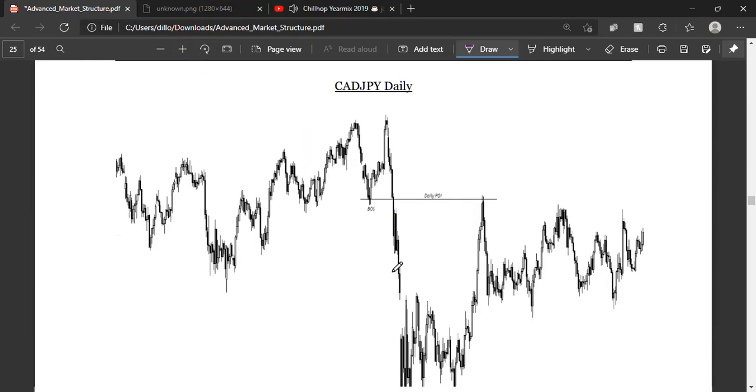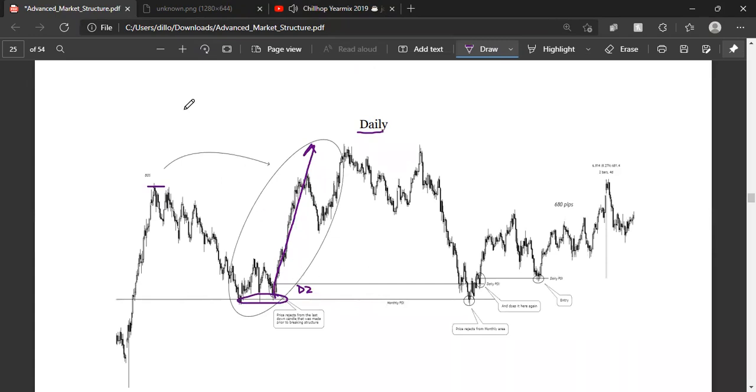Let me zoom in a little bit. So this last down area before that break of structure would be your point of interest, right? Well, look what happens. We get another initial rejection from that monthly point of interest, and then we have a daily point of interest that had a rejection from it as well. And we have a huge break of structure from that area.